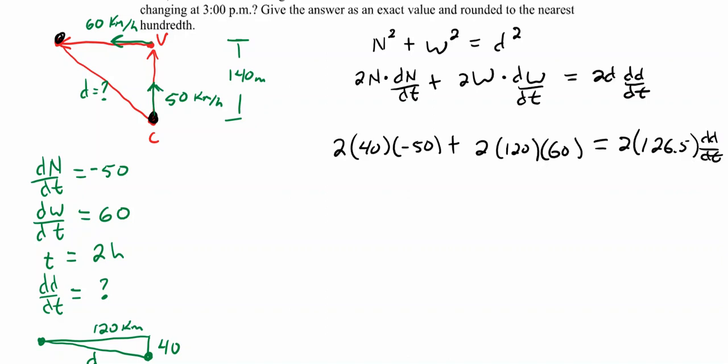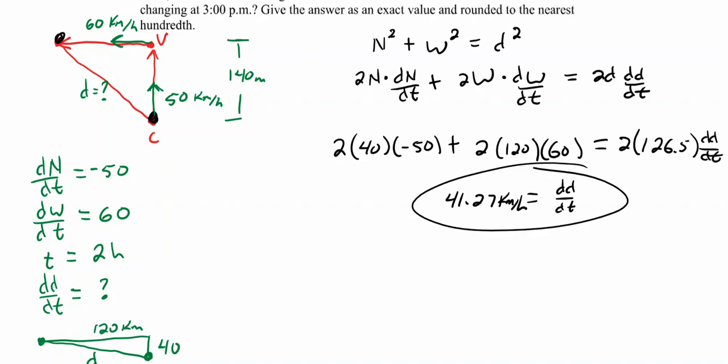Okay, so just simplifying that, I think you guys would be fine with that one, right? This would be dd dt is equal to, and we get 41.27 kilometers an hour. All right, so I ended up getting a positive value out of that. What does that mean in this context? Yeah, they're growing, right? The distance between them is increasing over time.